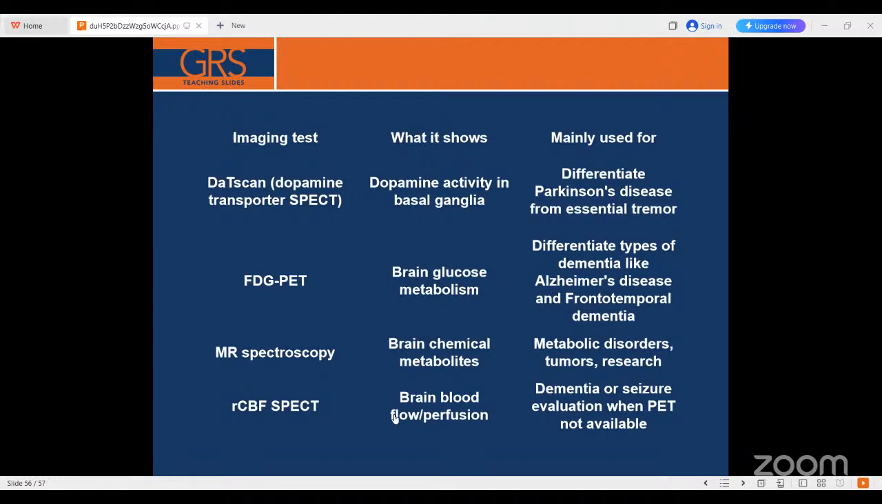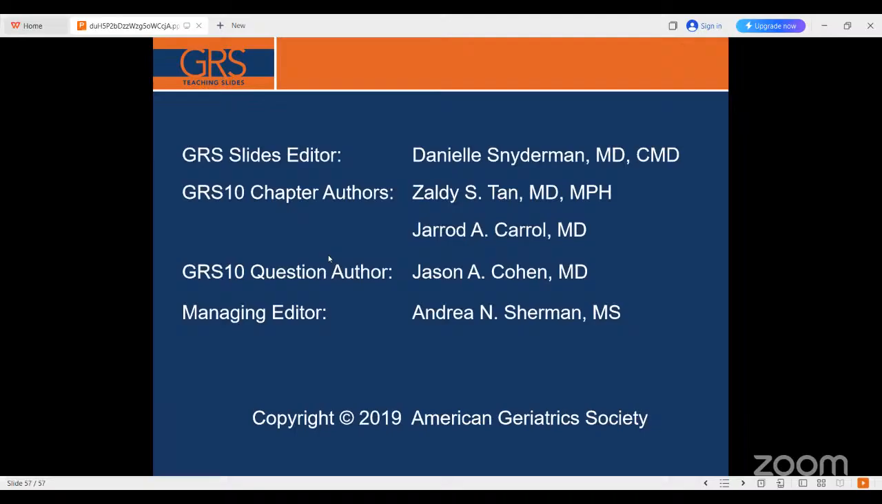So for that, yes, the right answer is B. B is most likely used in patients who are difficult to diagnose, or when you have to differentiate between two types of dementia. So B is the right answer, glucose PET scan. And that is all. If anyone has any questions.